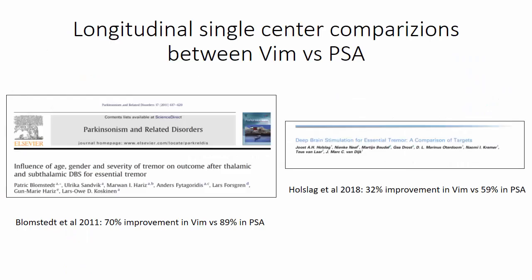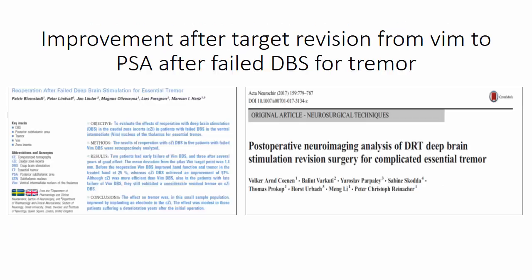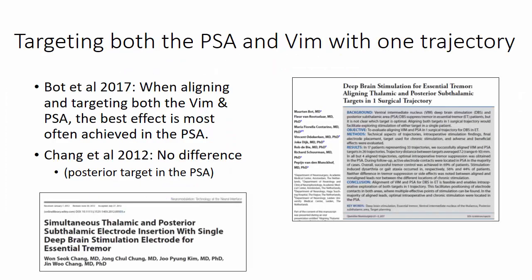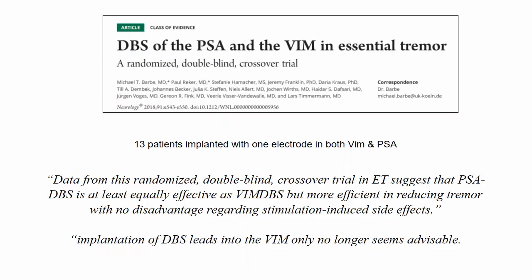There are two longitudinal single-center comparisons between VIM versus PSA, both reporting better outcome in the PSA. And two further reports on improvement after target revision from VIM to PSA after failed DBS for tremor. There are a couple of publications on combined targeting of the PSA and the VIM. And recently a third study on 13 patients implanted with one electrode in both VIM and PSA.